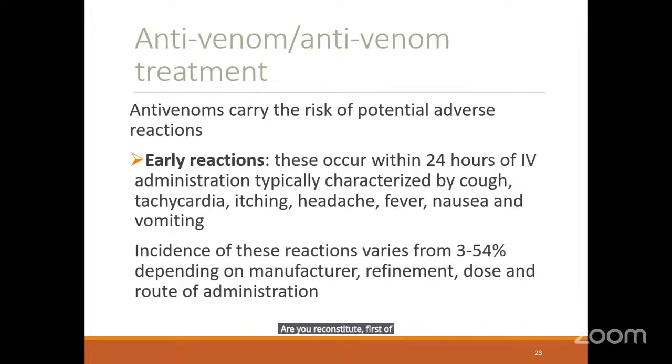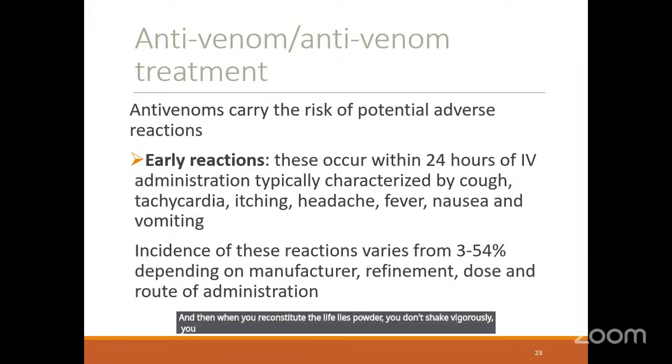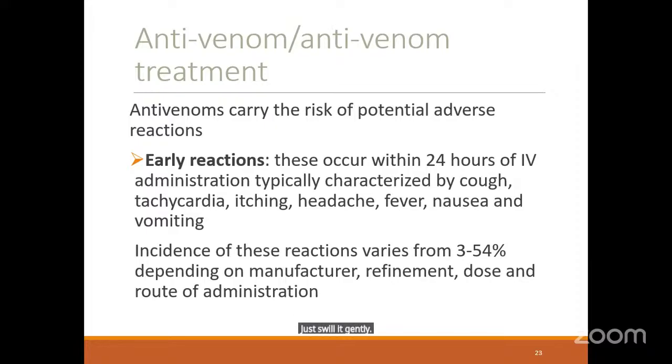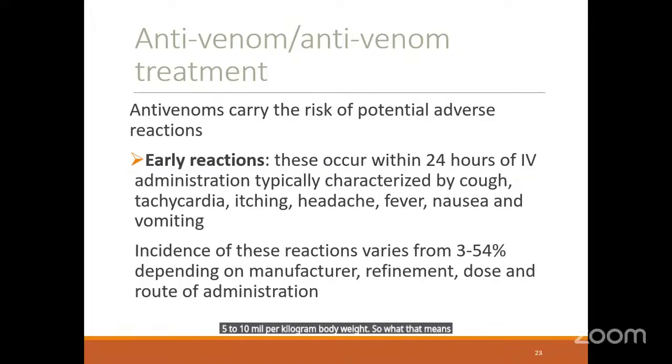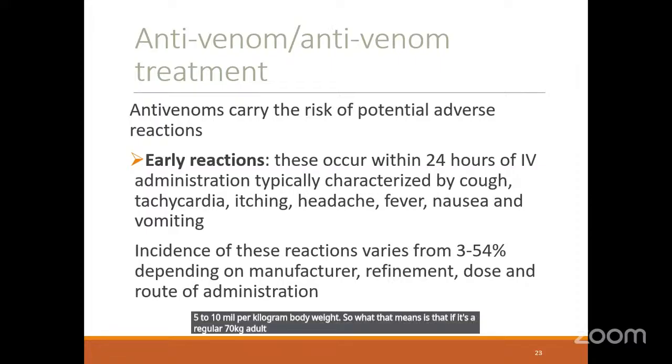For the lyophilized powder, it usually comes in 10 mils, and you reconstitute first with 10 mils of normal saline or 5% dextrose water. When you reconstitute the lyophilized powder, you don't shake vigorously. You just swill it gently until everything is dissolved, and then you transfer into a larger volume of normal saline or dextrose water, depending on the one that is being used. The volume you transfer to is 5 to 10 ml per kilogram body weight. So if it's a regular 70 kg adult, you'll be using 350 up to like 700 mils of saline for the patient, and then you infuse over 1 hour.